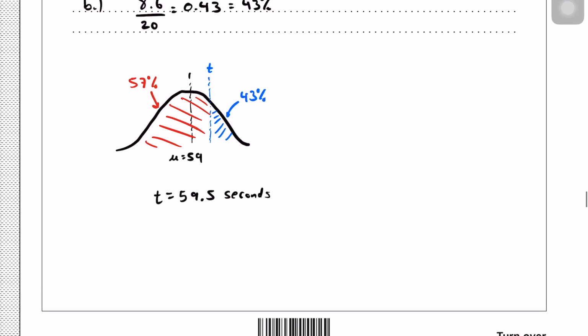If you wanted to, you could also write calculator notation as well. Inverse norm. And then you can say sweep through an area of 0.57, mean, standard deviation, and then you can put the answer as 59.5 seconds.